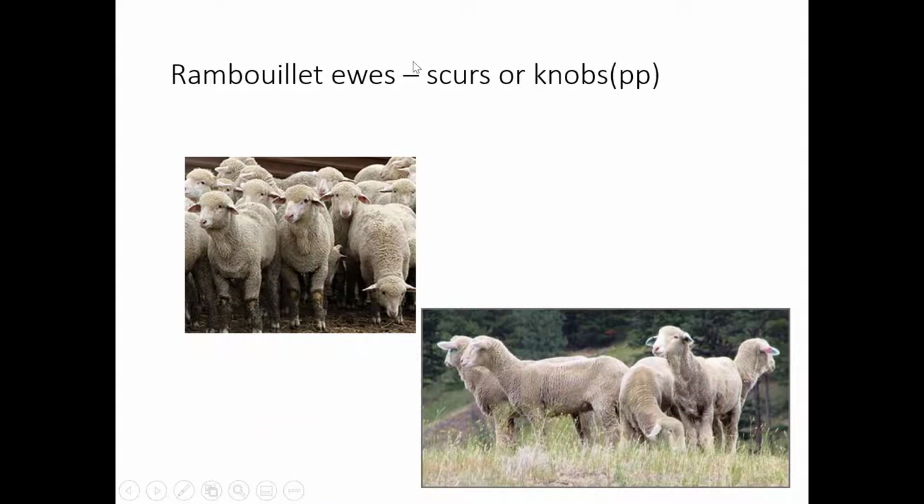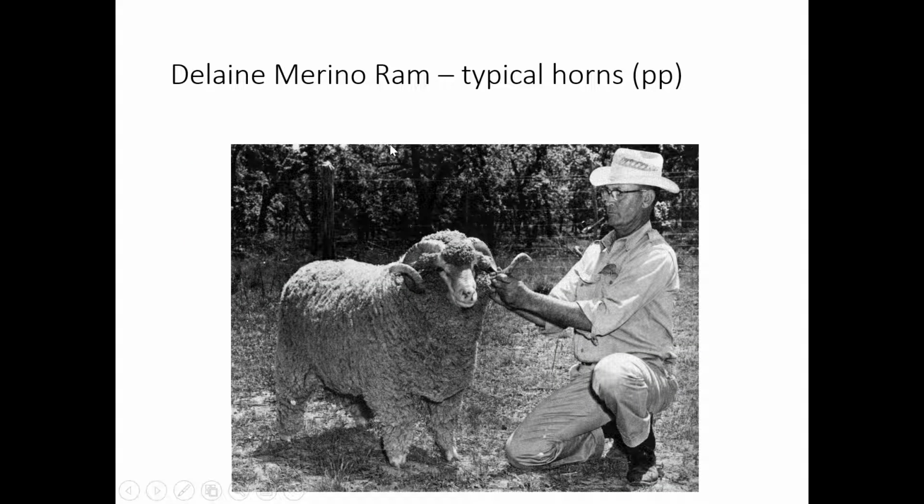And here we have some Rambouillet ewes. These have skers or knobs. It's hard to see on these because of the wool on their head, but they do have skers or knobs. You can kind of see it on this one right here. And then we have a Delaine Merino ram. This one has typical horns that go with the breed, so little p. Here you can see the horns.